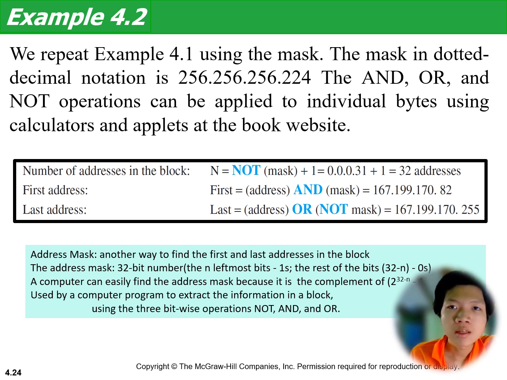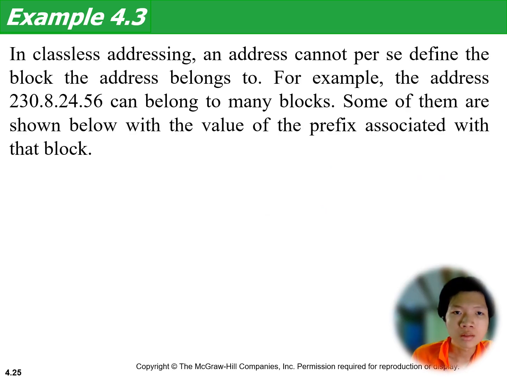Example 4.2. We repeat example 4.1 using the mask. The mask in dotted decimal notation is 255.255.255.224. The AND, OR, and NOT operations can be applied to individual bytes using calculators and applets at the book website. Example 4.3. In classless addressing, an address cannot specify the block the address belongs to.